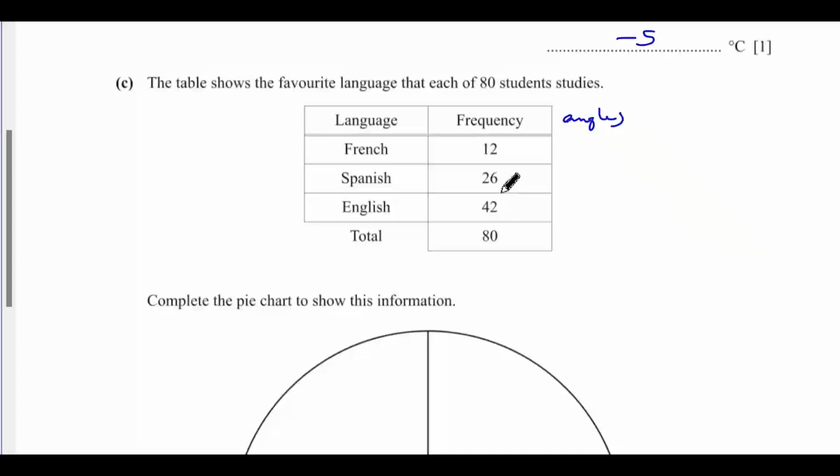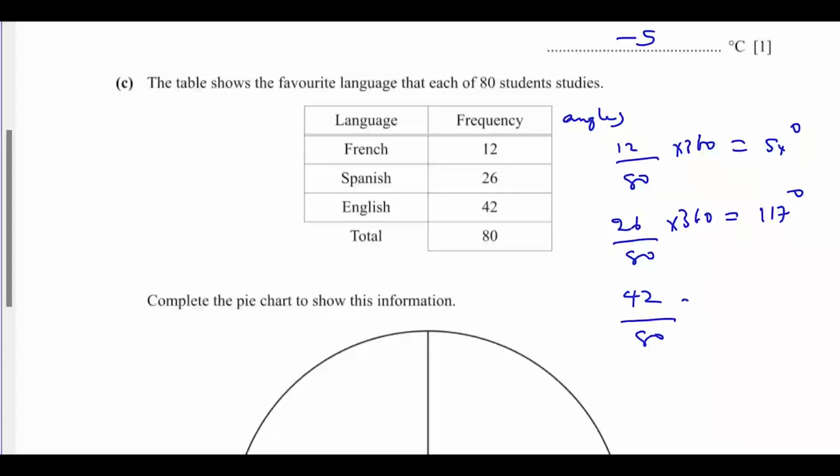complete the pie chart. So to do this, for this one it will be 12 over total, that is 80, times 360. So if you do this, it will give you 54 degrees for French. Then for Spanish, it will be 26 over 80 times 360 degrees. So this will give you 117 degrees. And the third and the last one is English, 42 over 80 times 360 degrees, and that will give you 189 degrees.